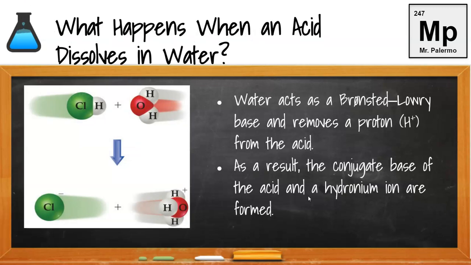What happens when an acid dissolves in water? As we see here, we have hydrochloric acid and we have water. In this reaction, water is going to act as a Bronsted-Lowry base, and it will remove the H+ proton from the acid. Therefore it's going to gain the H+, and by definition it becomes a base. It's going to form the hydronium ion, and we'll get the chloride ion in solution, and we know that charged particles will allow for the conduction of electricity.